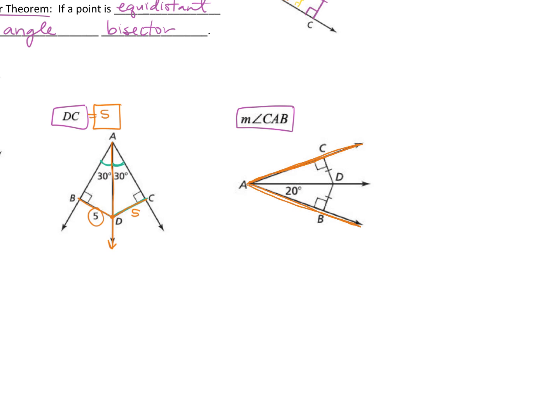CAB. So look at this picture. Shh, listen. Because they are telling us that these are right angles and these are congruent, we know that AD is an angle bisector. So what is the measure of that orange angle?